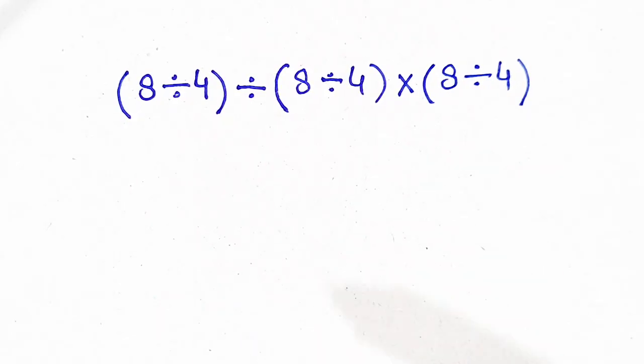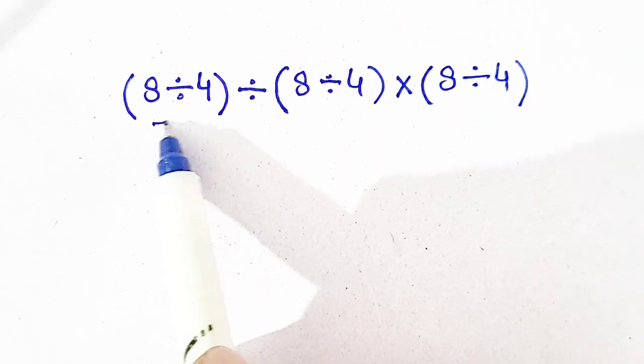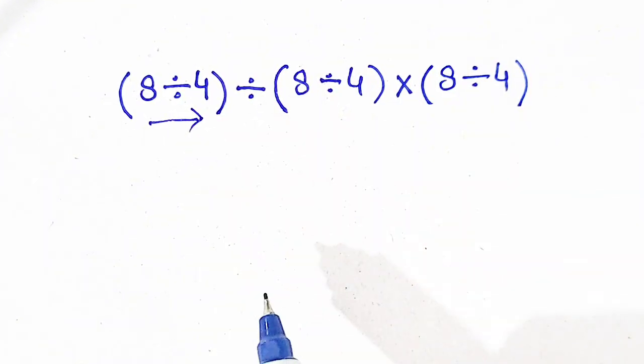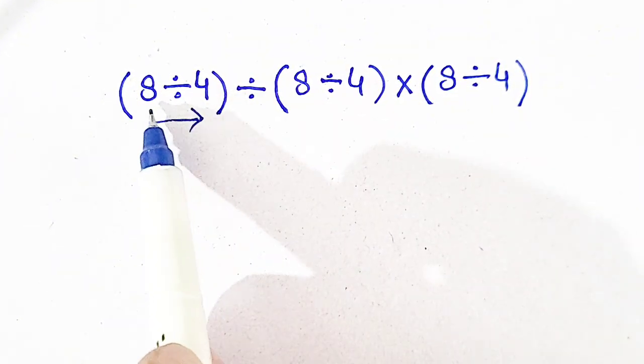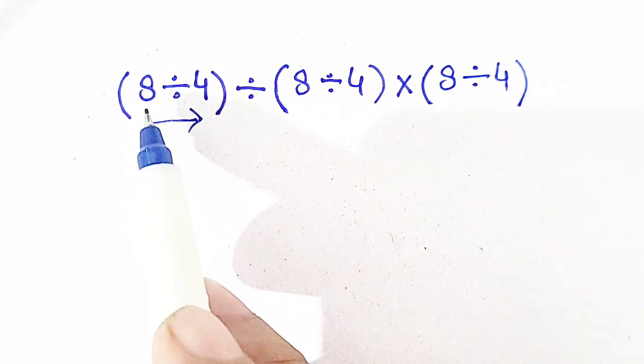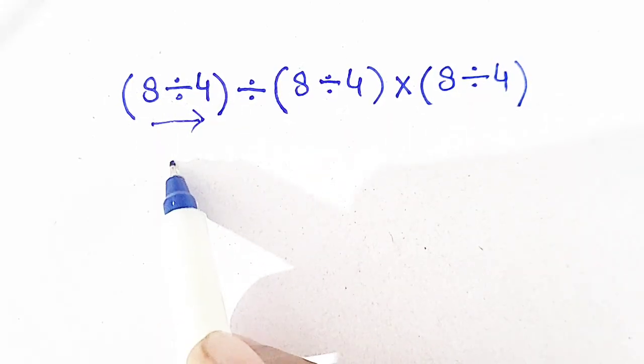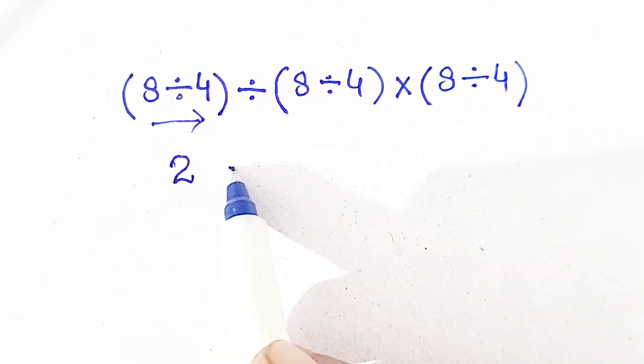Respectable audience, I have a question. 8 divided by 4 divided by 8 divided by 4 times 8 divided by 4. We have to move from left to right. So first of all, we have to divide 8 by 4. When we divide 8 by 4, we will get 2.